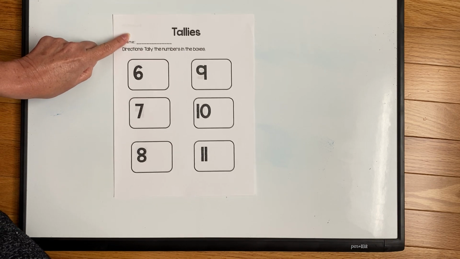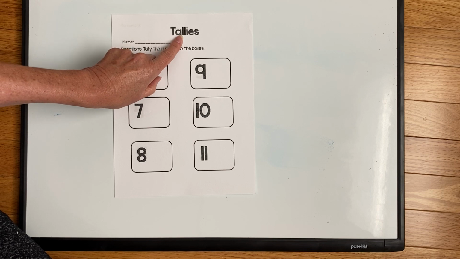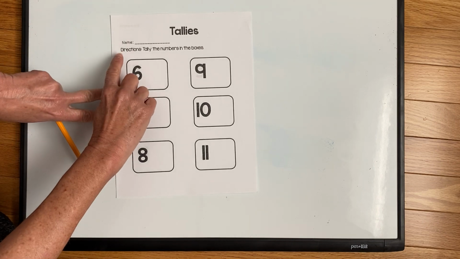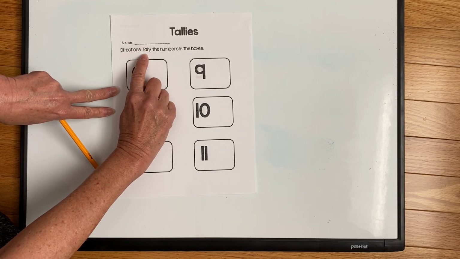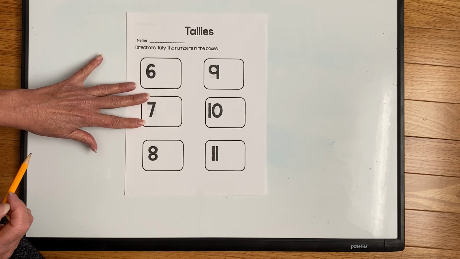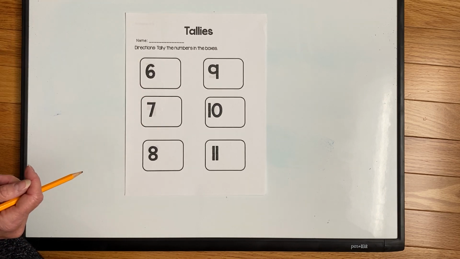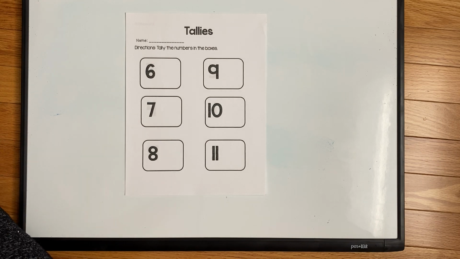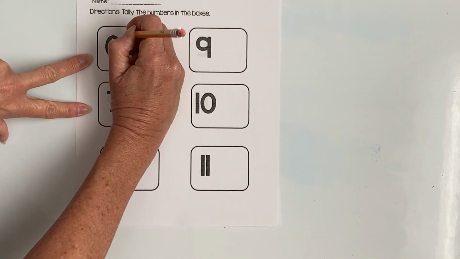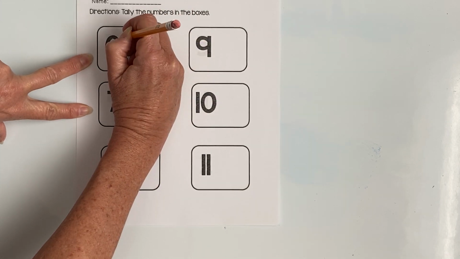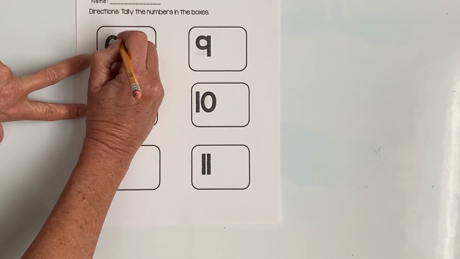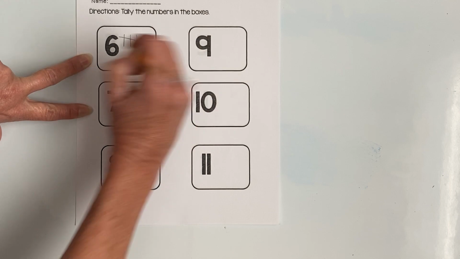All right, so let's look at the very first title of your worksheet, which says tallies. Your name should be on your paper, and the directions read, tally the numbers in the boxes. So you're just going to practice the skill that we just reviewed. So what number do you see in this box? That's right, I see the number 6 as well. So let's do one together. Let's do our tallies to represent the number 6. 1, 2, 3, 4, 5, 6.